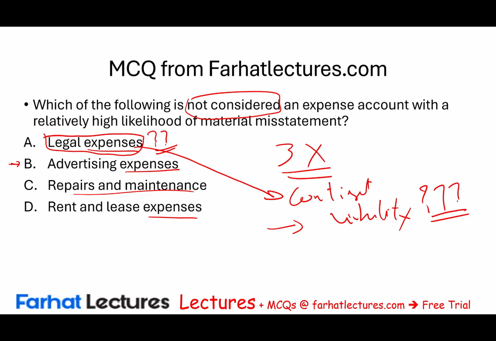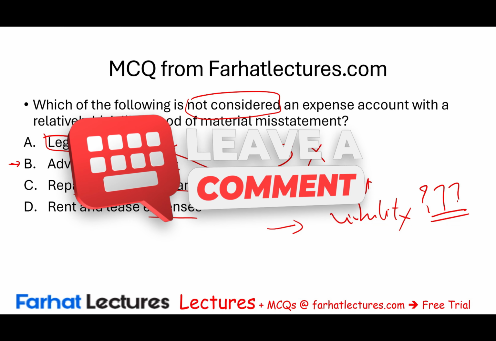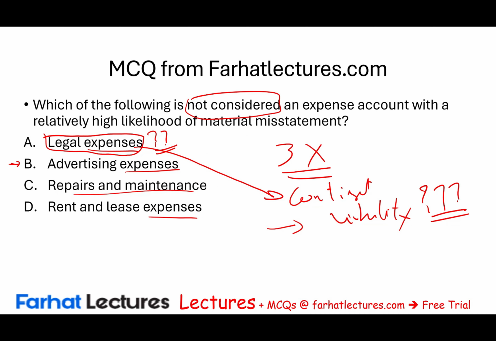Let's look at B. B is advertising expense. Could it be subject to manipulation? Everything could be subject to manipulation, but advertising expense is pretty straightforward. In what sense? If you pay for Facebook, for Google, for a radio, for a television, for a newspaper, it's pretty straightforward. It's an advertisement. You might prepay for your advertisement, but that's easy to deduct. So between A and B, B is less risky than A. So I will take out A.